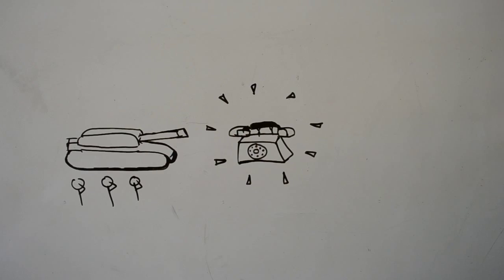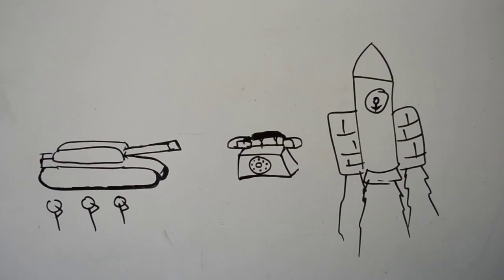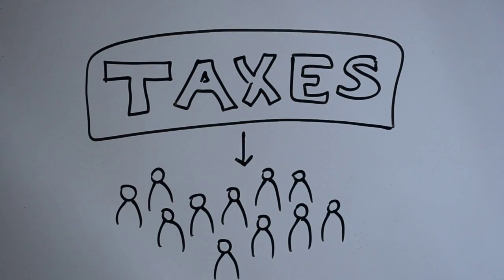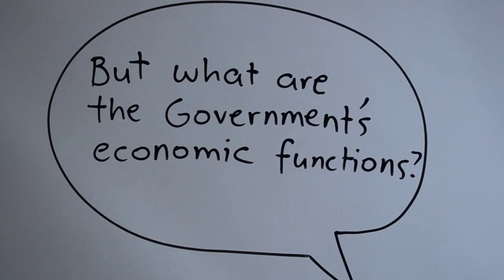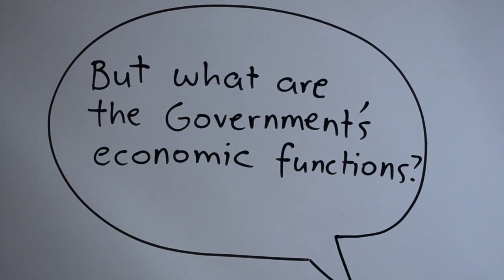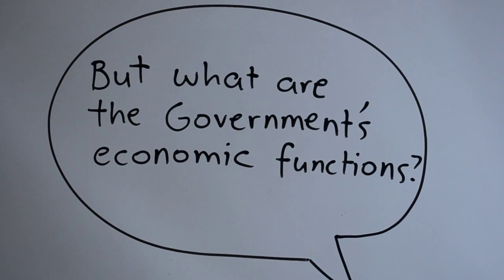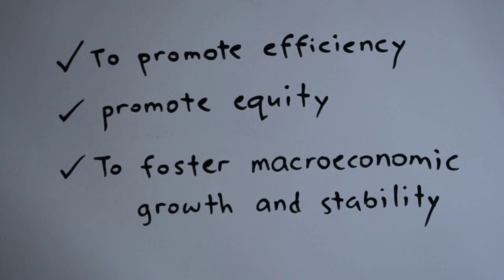It regulates businesses like telephone companies, spends money on space exploration and scientific research, imposes taxes on citizens, and redistributes the proceeds to the people. What are the government's economic functions? The government's economic functions are to promote efficiency, promote equity, and to foster macroeconomic growth and stability.